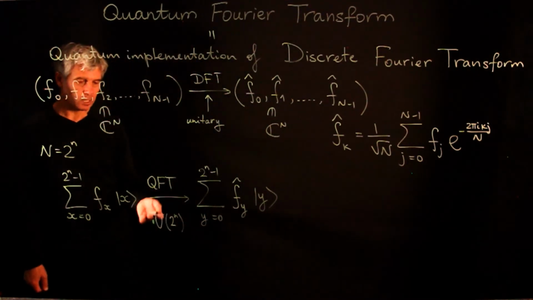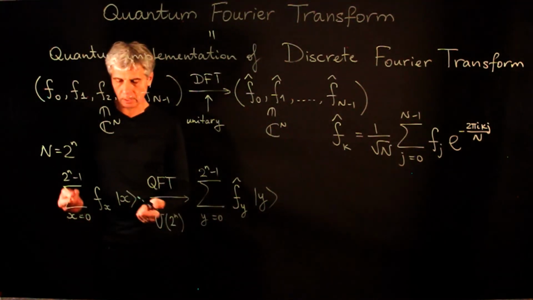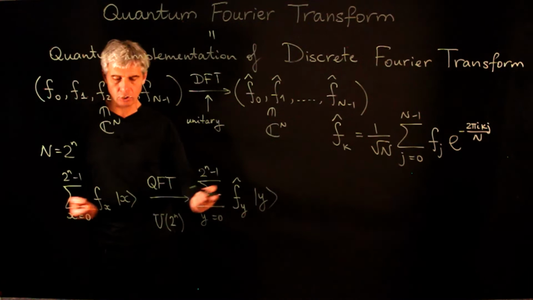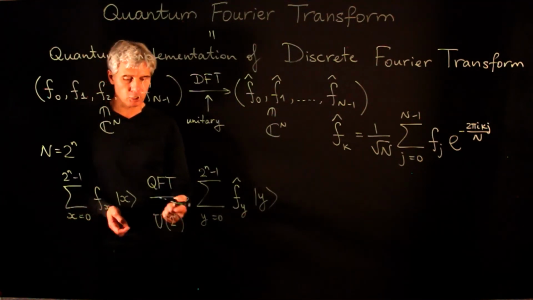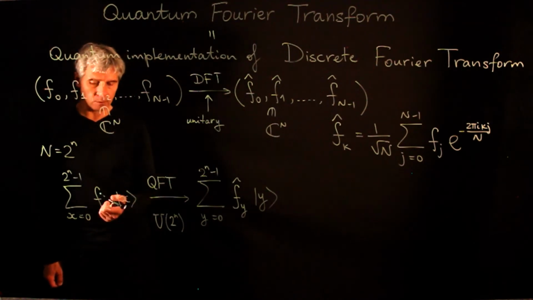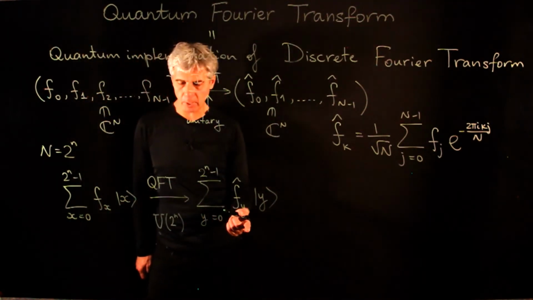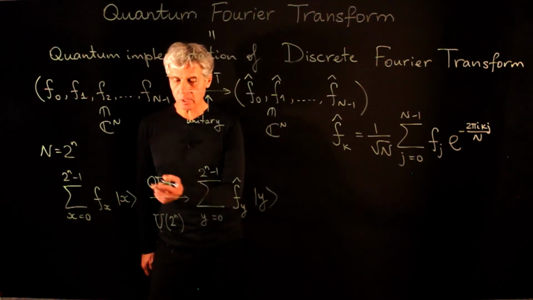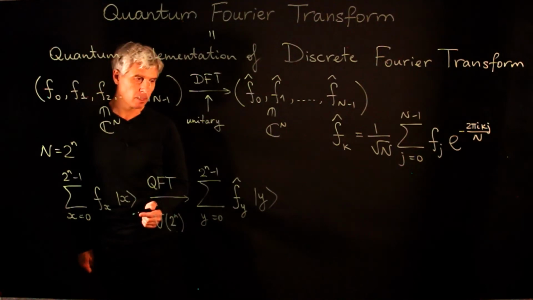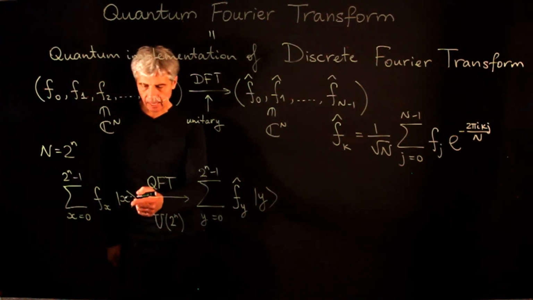So this is our quantum task. What we need to do is realize this transformation. We have a unitary transformation acting on the space of dimension 2 to the power n, where it transforms a vector of samples into a vector of Fourier coefficients. Now we need to find an implementation of this algorithm. In order to find this implementation, let us set up some notation.